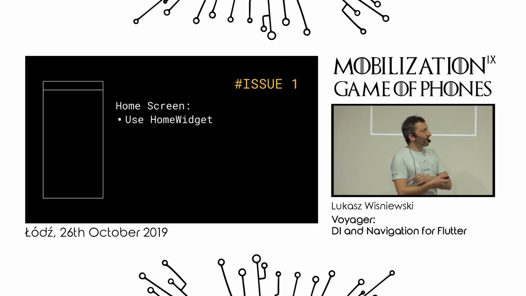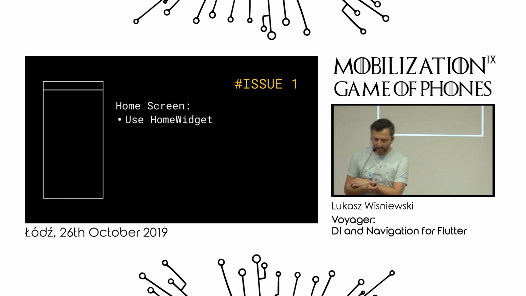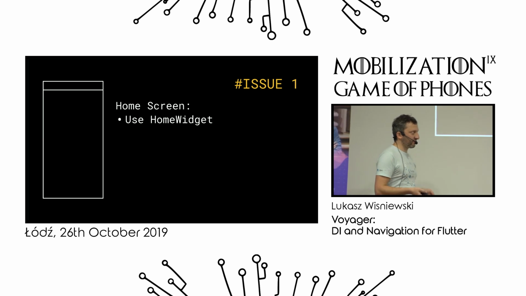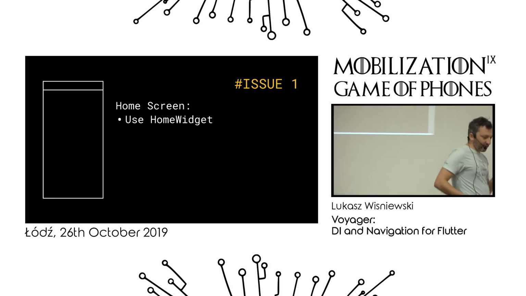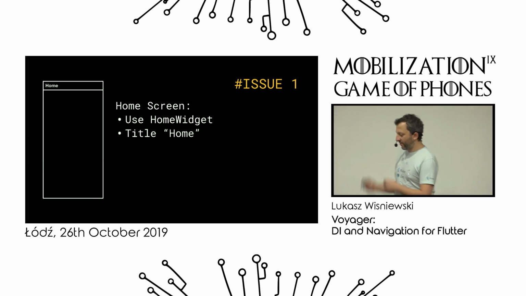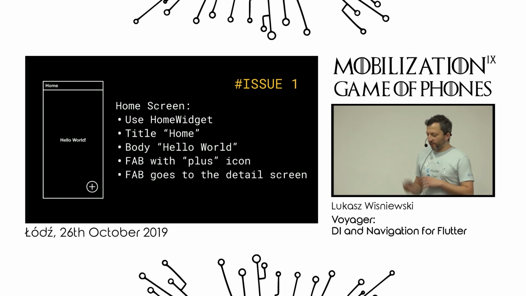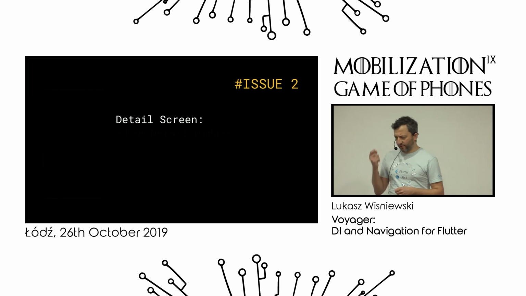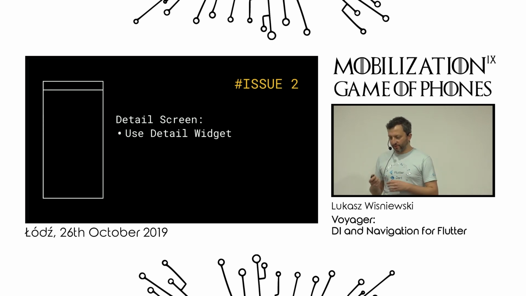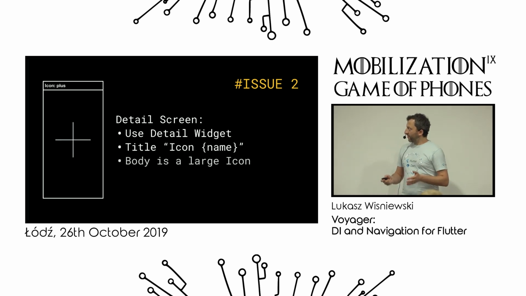We're going to start our sample app by defining some requirements for it. It's going to be a pretty boring screen that doesn't do much. It has a hello world title and a button with a plus icon. That button takes you to a different screen, which also has a separate ticket for it. It should just display a very big icon, and that's pretty much it.